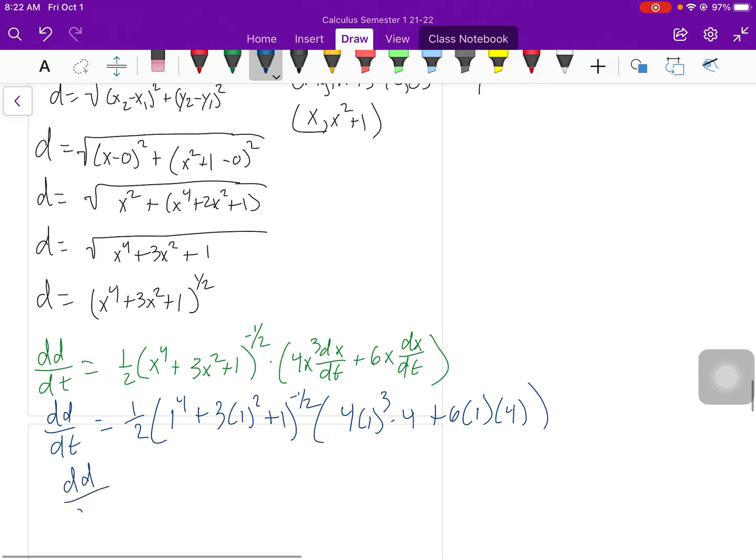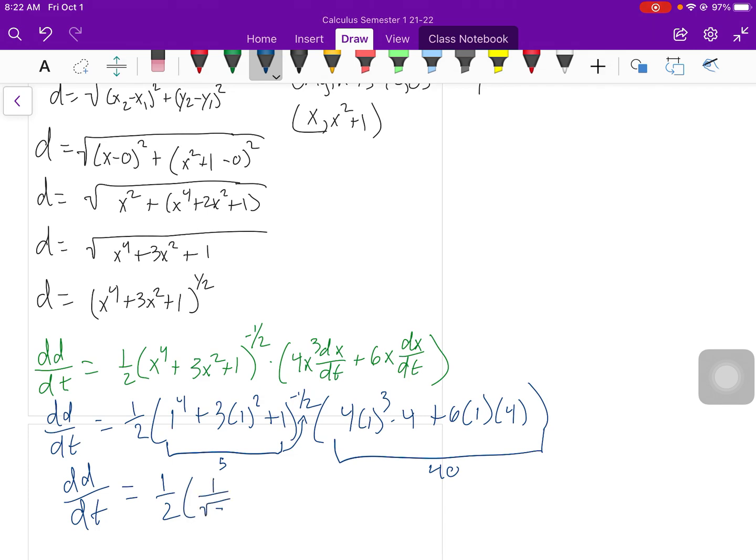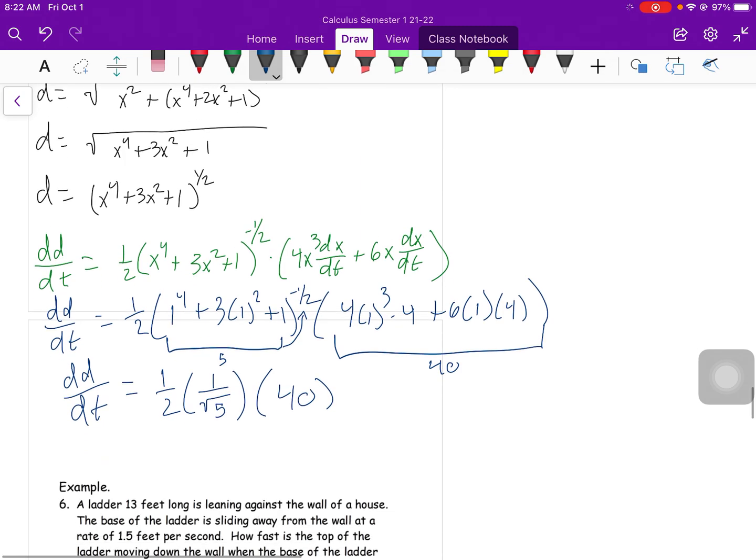Now if I multiply this out, I would probably just do this on my calculator. If you want to try to simplify this and have a positive exponent, you can. I just know that inside of this parentheses is a 5, and I'm going to be taking the square root of it on the bottom. I know inside here I've got 16 plus 24, that's going to be 40. So I actually have 1/2 times 1 over root 5 times 40. That would be what I'm plugging in.